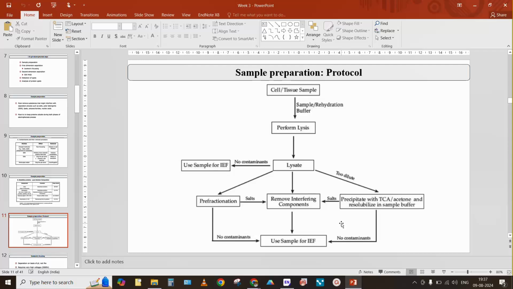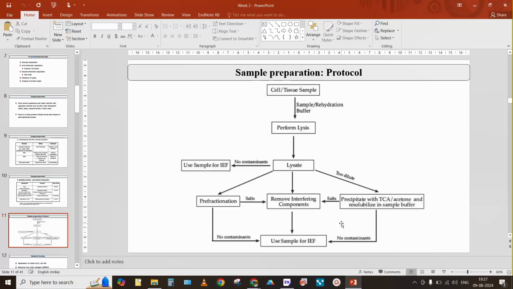Then the last step is rehydration of IPG strips. By combining the protein sample with a rehydration buffer containing the same components as the lysis buffer, we can load the sample onto the IPG strip, ensuring uniform distribution. The amount of protein loaded typically ranges from 100 microgram to 1 mg, depending on the sensitivity of the staining method to be used later. Lastly, we can seal the IPG strip in the rehydration tray and incubate at room temperature for passive rehydration. Usually we can keep it overnight.